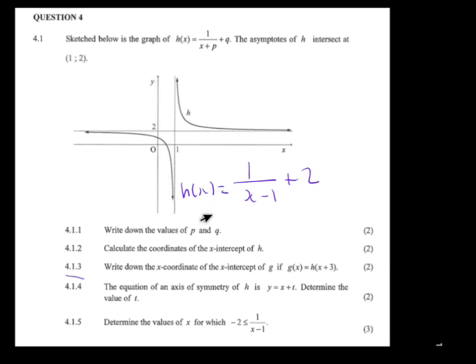All right, so now if we want to get the x-intercept, we know that at the x-intercept y is equal to 0. So it's going to be 0 is equal to 1 over x minus 1 plus 2. So let me take this to the other side. If I take it to the other side, I'm going to have minus 2 is equal to 1 over x minus 1. So this is what I have.